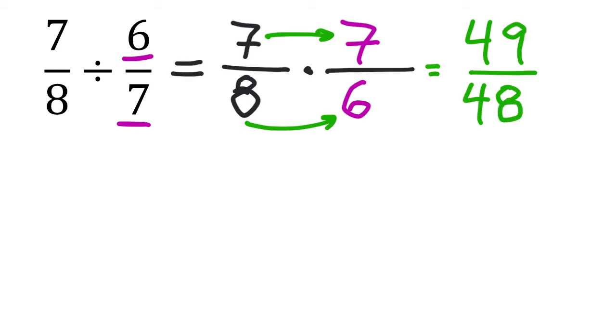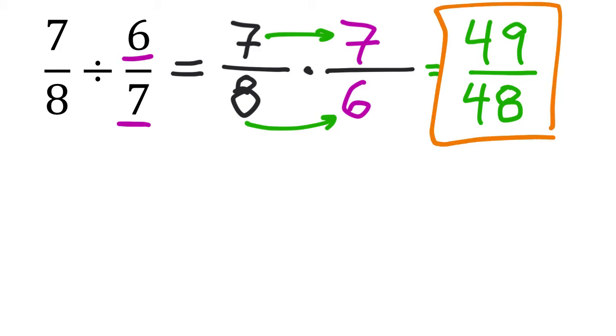Now, this is an improper fraction. That's okay. We're okay with improper fractions in this section. In the next section, we'll want this as a mixed number, but for now, this is okay. And 49 and 48 don't have any common numbers that we can divide both by. Right, 49 is only divisible by 7, 7 and 7, and 48 is not divisible by 7. So that's it. That one's done.